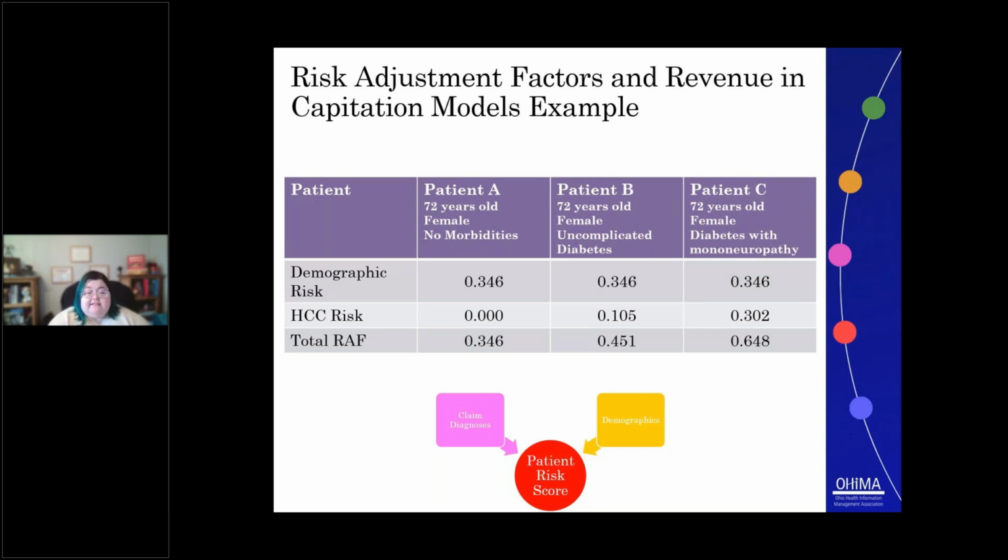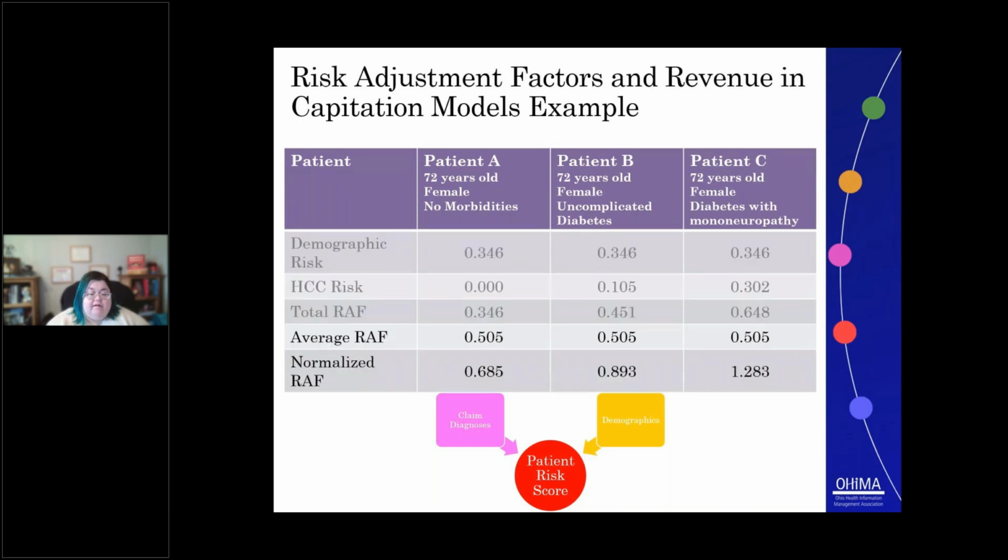So this is meant to estimate the disease burden of this 3-person population here. So in a capitated model, the risk adjustment factor is used to adjust the monthly payment for each member across the entire population. For example, this may be across all Medicare patients on this particular Medicare Advantage plan.